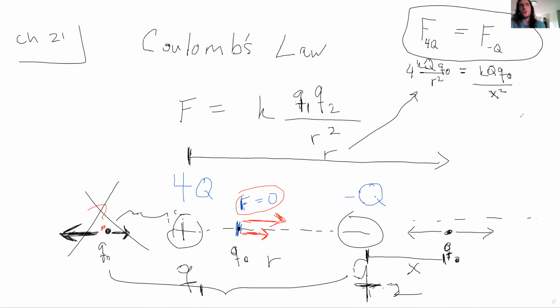Okay, notice Q0s always cancel here. Whenever you're looking for when the force is zero, the Q0s always cancel. Why? Because there's always going to be a Q0 on both sides of this equation. We have two forces, one minus the other equals 0. We move the negative one over to the other side. We cancel the Q0s on both sides. And now the last thing we need to do is figure out the relationship between R squared and X squared. What's the relationship between R squared and X squared?